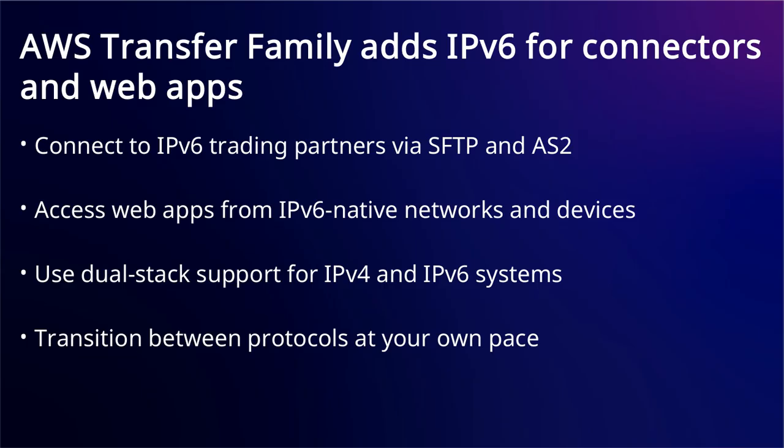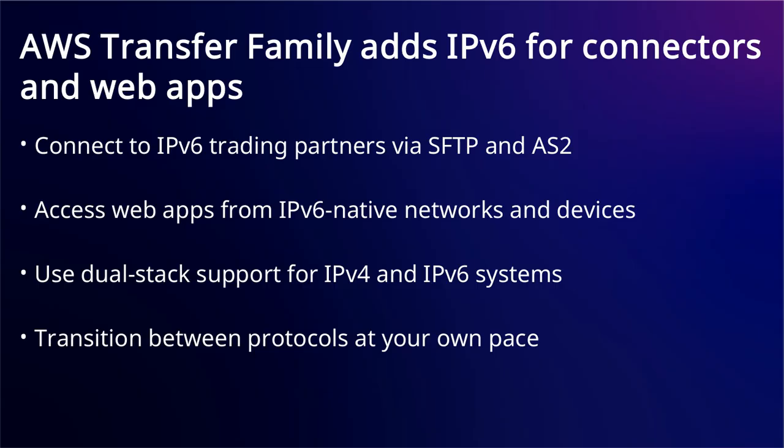As trading partners and networks transition from IPv4 to IPv6, you face connectivity barriers when your file transfer infrastructure only supports IPv4. You can now connect to IPv6 trading partners via SFTP and AS2 connectors, enabling communication with remote servers that have adopted the newer protocol.